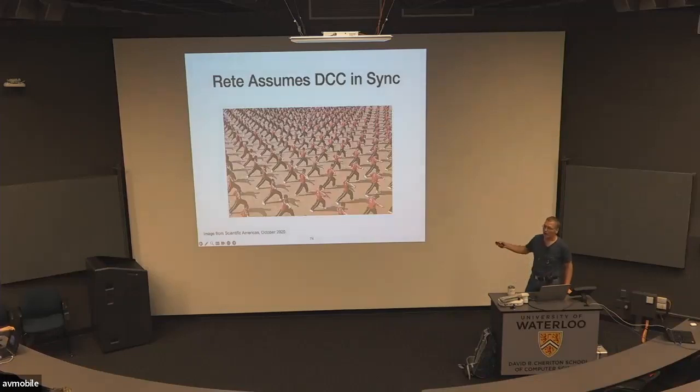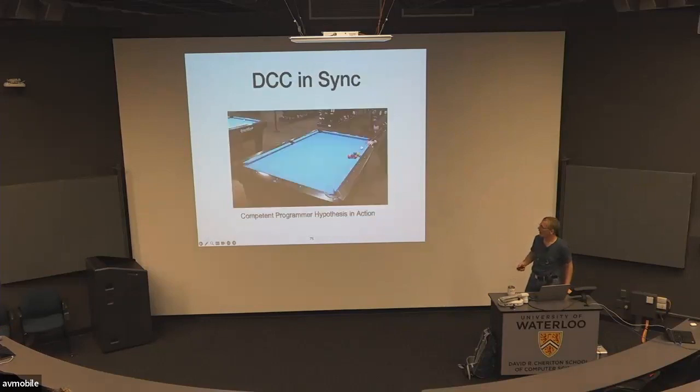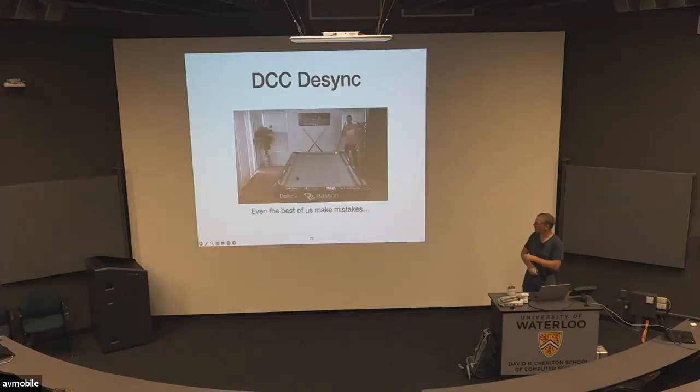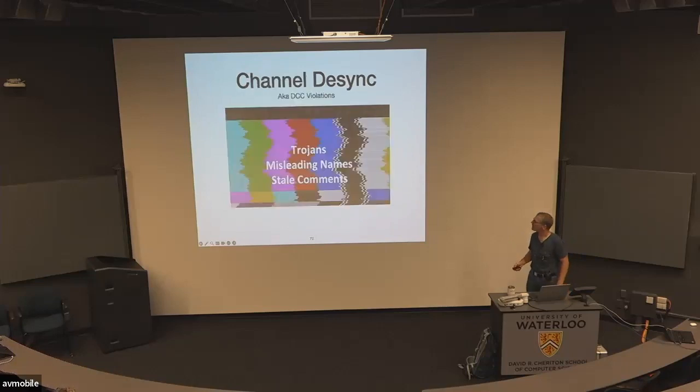Okay, so RETE assumes that dual channel constraints are in sync. And effectively, I'm resting on the competent programmer hypothesis here, because it's the competent programmer that makes sure that their names are not surprising, that aligns them. Unfortunately, to err is human and to forgive is divine, and so even the best of us make mistakes. And there's also bit rot. Correct code can go wrong because the language ecosystem changed or libraries changed. So what I'm saying is that the 2 channels can fall out of synchronization.